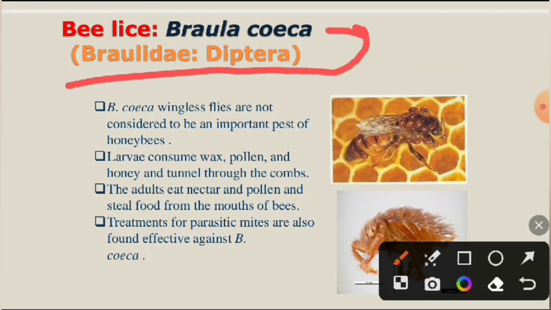But this bee lice is from the order Diptera. These are wingless insects, इस पे wings नहीं है and जो 4 wings है इस bee lice में, they are rudimentary. So Braula coeca wingless flies are not considered to be an important pest of honeybee। ये इंसेक्ट उतना ज़्यादा important, economical importance नहीं है इस pest का.